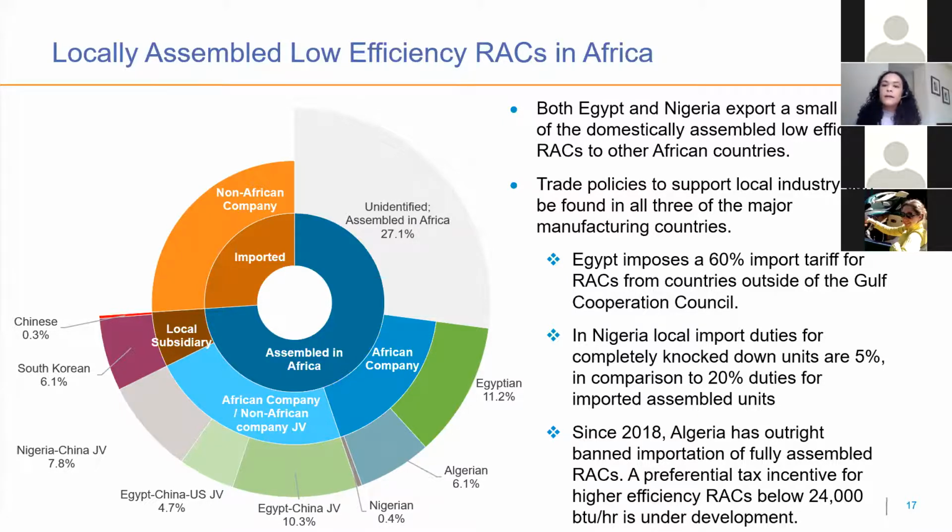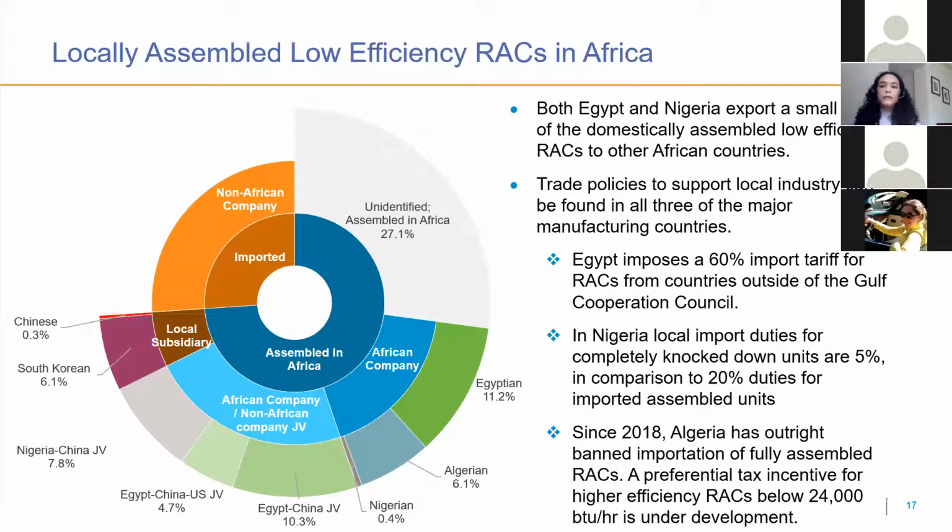their domestic market. The local industries in Egypt, Nigeria, and Algeria are quite robust, and this is because they are supported by specific trade and tax measures. For instance, in Egypt, there is a 60% import tariff for room air conditioners originating from countries outside of the Gulf Cooperation Council. This encourages local production in Egypt. In Nigeria, also one of the larger producers of air conditioner units in Africa, local import duties are lower for completely knocked down units than they are compared to the fully assembled units when imported. So this encourages the import of knockdown units for assembly in Nigeria.